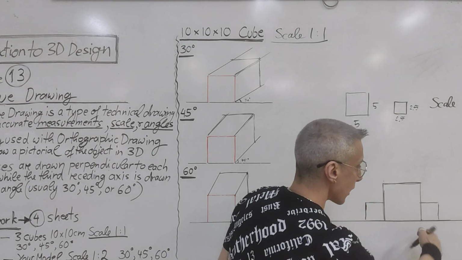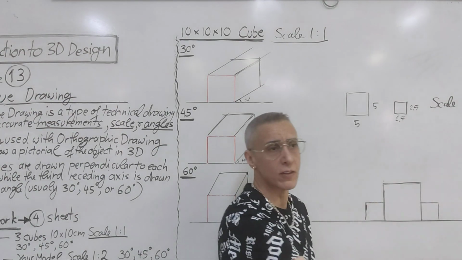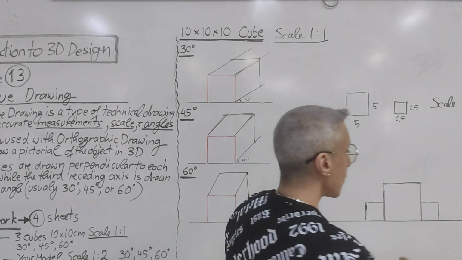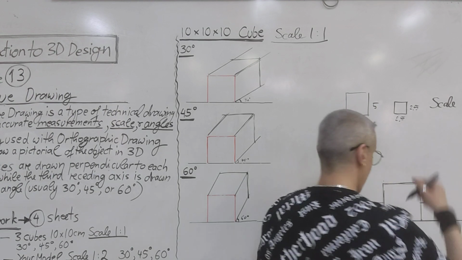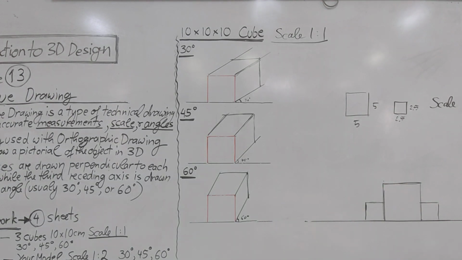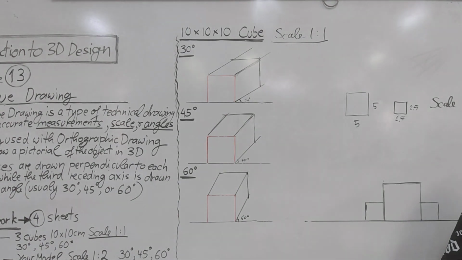So the first two axes are perpendicular to each other as a front view, like in the orthographic. Okay. Now we have one receding axis. So this depends on which type we are using.